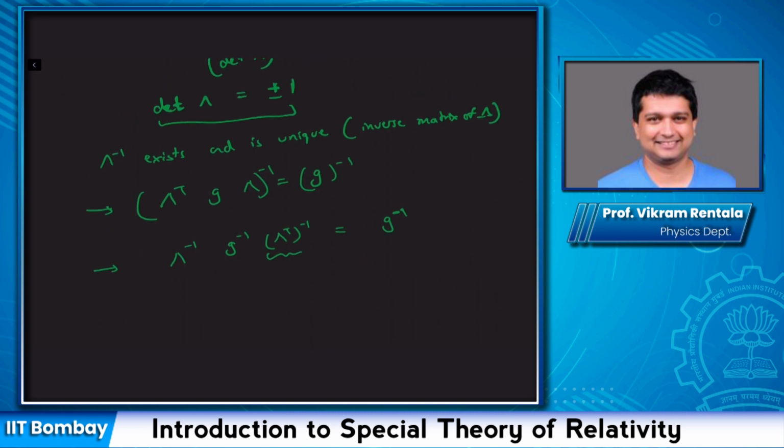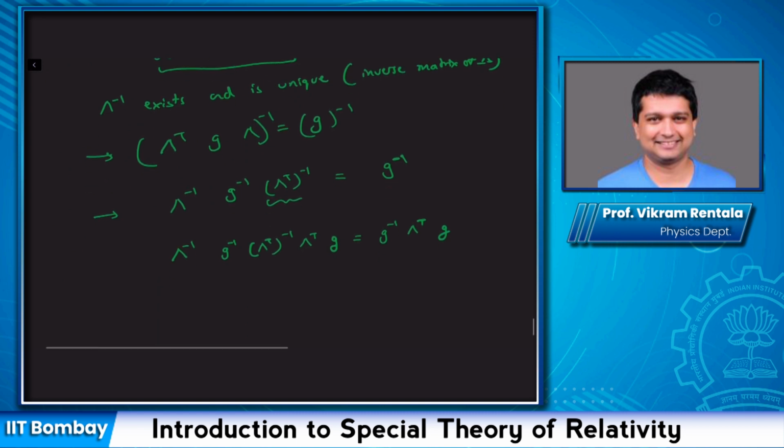So now let's multiply both sides of this equation by lambda transpose from the right. That would give us lambda inverse G inverse lambda transpose inverse lambda transpose, and let's also multiply by a factor of G. So this would be G inverse lambda transpose.